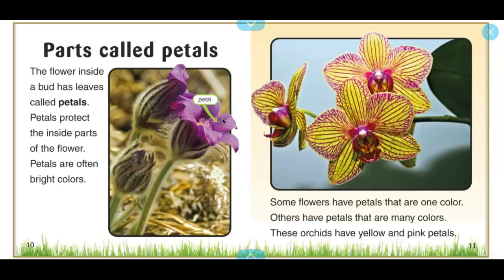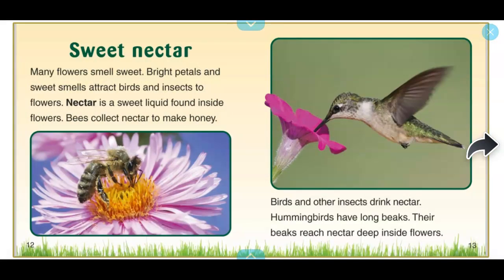So here, these little purple things are petals. Some flowers have petals that are one color. Others have petals that are many colors. So see, this one has many colors to it. Many flowers smell sweet. Bright petals and sweet smells attract birds and insects to flowers.